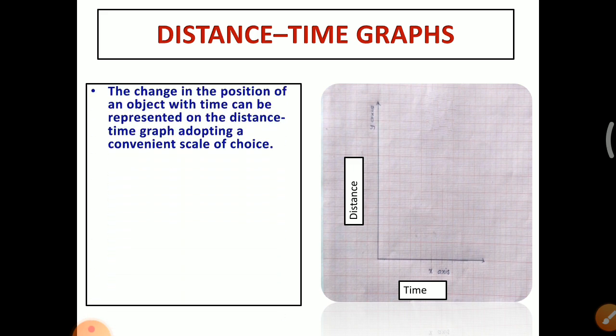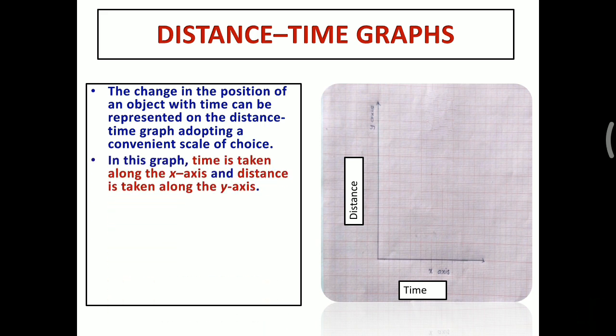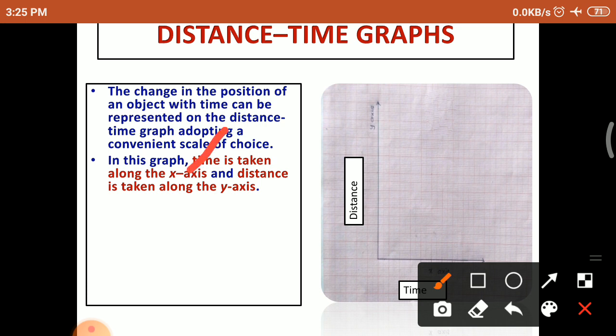The change in position of an object with time can be represented on the distance-time graph adopting a convenient scale of choice. So why do we want to draw a distance-time graph? Using a distance-time graph, we can calculate the speed of the object at any instant of time. In this graph, time is taken along the x-axis and distance is taken along the y-axis.